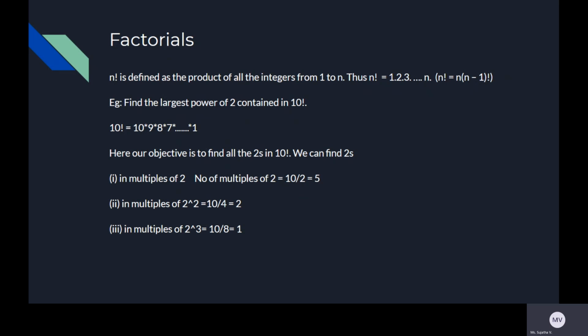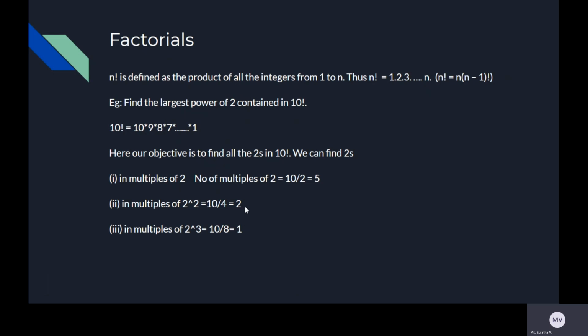And then I have multiples of 2 cube. There also I'll find some 2's. So it is 10 by 8. How many multiples of 8 are there? There is only one multiple of 8, and so I can take 1 2 from there, right? Do you understand this? I have listed out the multiples. Why have I listed out the multiples of powers of 2? Because in all those multiples I'll find the 2's. Whatever is left over here I can find here, and whatever I have not found here I can find it here. You understand this?